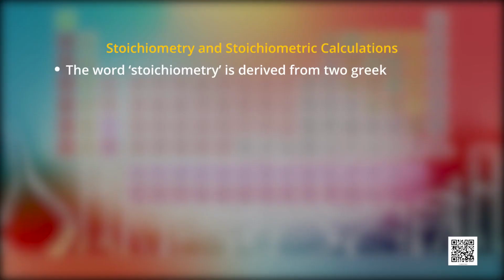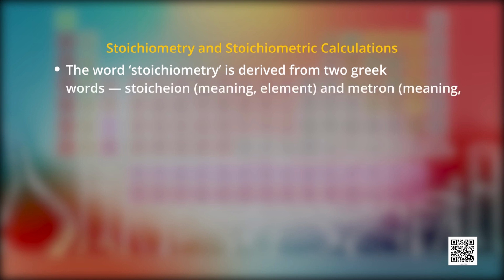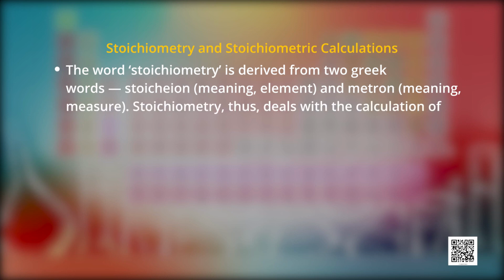Friends, we have learnt about mole concept, molar mass and percentage composition. To measure the amount of reactants needed in a chemical reaction, we will study the concept of stoichiometry. The word stoichiometry is derived from two Greek words, stoichion meaning element and metron meaning measure.